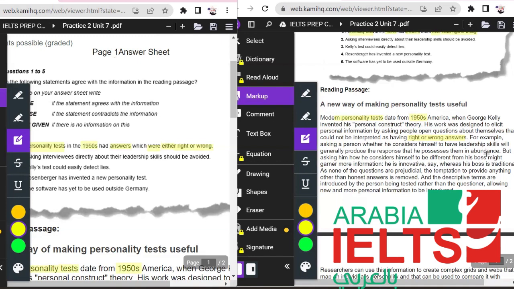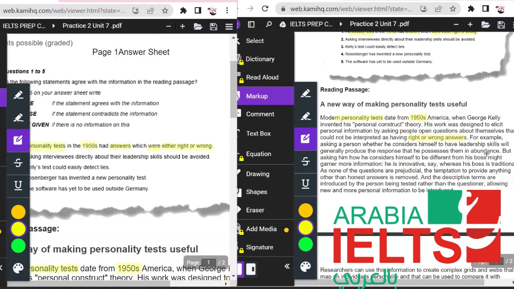So it says the descriptive terms are introduced by the person being tested rather than the questioner, allowing more personal information to be introduced. So if you look at the statement, the answer is false. It says clearly there is no such thing as right or wrong, and in your statement, it says there is a right or wrong answer. So it's just the opposite. All right.